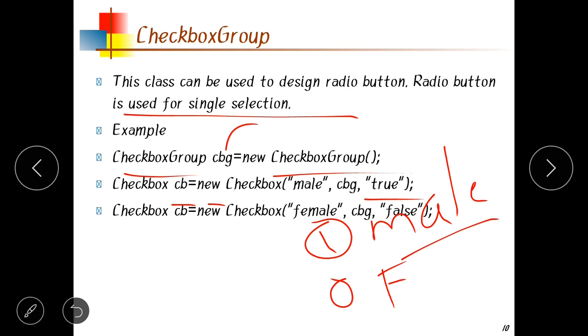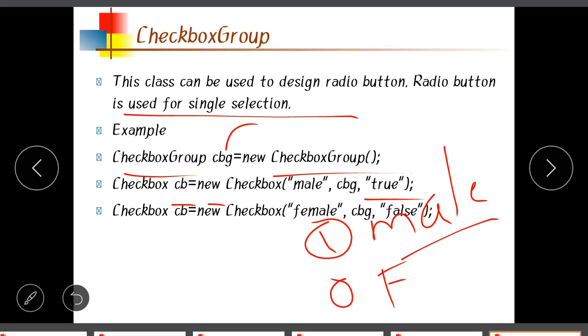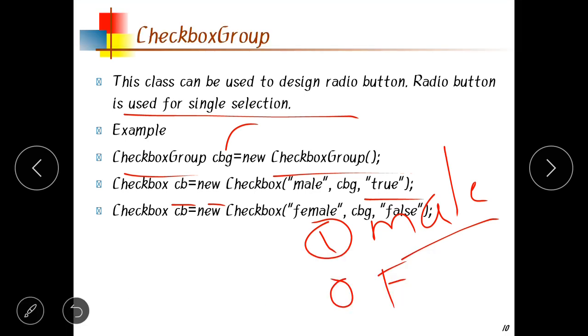In that case this is unselected. Any one of these radio buttons must be true by default. Instead of selecting male, you can select female if you are filling any application or registering for some courses. In that case you have to select the gender. So you can create that application by using a checkbox group.